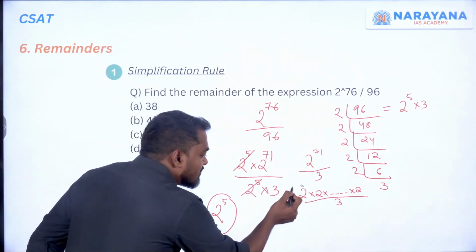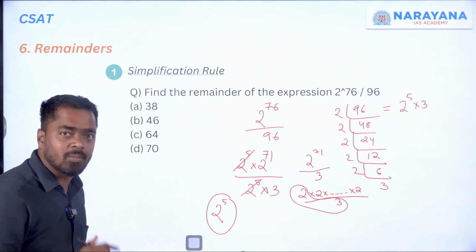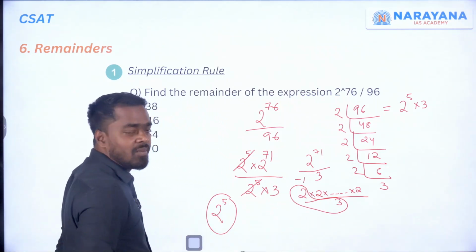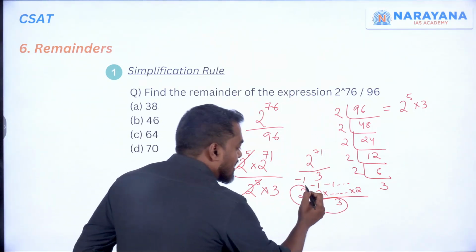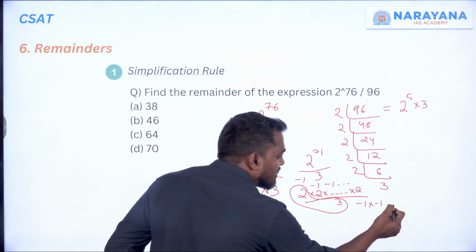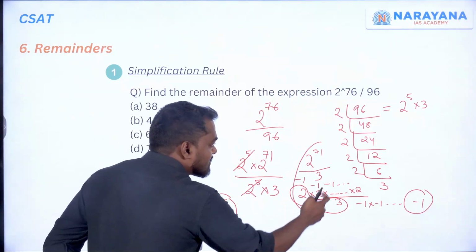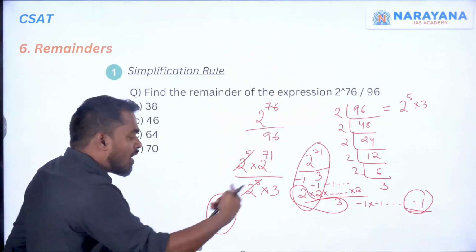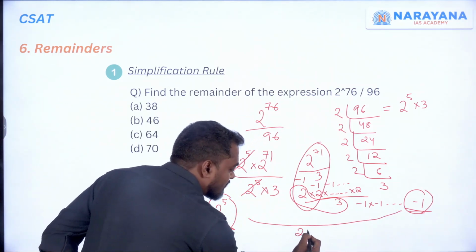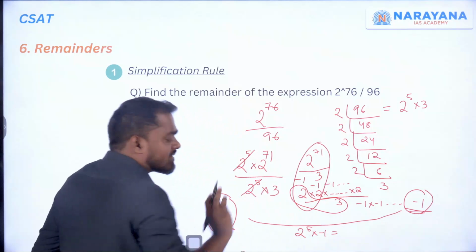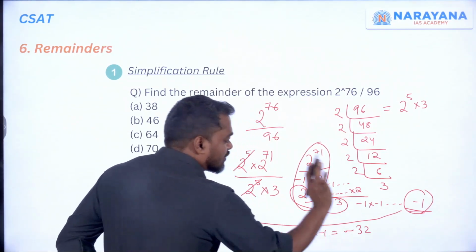Now do this individual simplification, individual division. If you divide 2 by 3, what is your remainder? -1, negative remainder. So for this also -1 up to 71 times. So if you multiply -1, 71 times, you will get again -1 because that is an odd number of multiplications. So for this expression, the remainder is -1. You have already separated 2 to the power 5. So multiply these two. 2 to the power 5 into -1 is nothing but, what is 2 to the power 5? 32. 32 into -1 is -32.